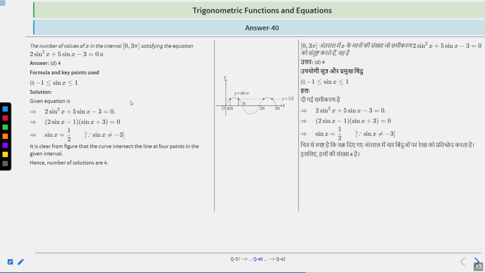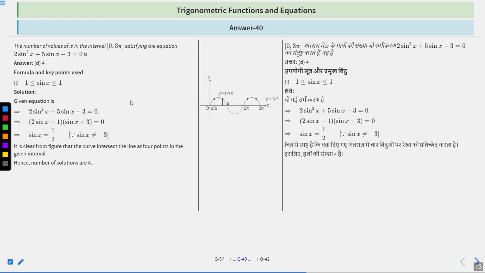Okay, let's move to the solution part. See, the formula and key points used will be, we know that sine x is between -1 to 1. So the given equation 2 sine square x plus 5 sine x minus 3 equal to 0 can be written as 2 sine x minus 1 into sine x plus 3 equal to 0, right? Therefore, there are two solutions. First, sine x equal to -3, which can be neglected, as we know that sine x is between -1 to 1, and sine x equal to 1 by 2.